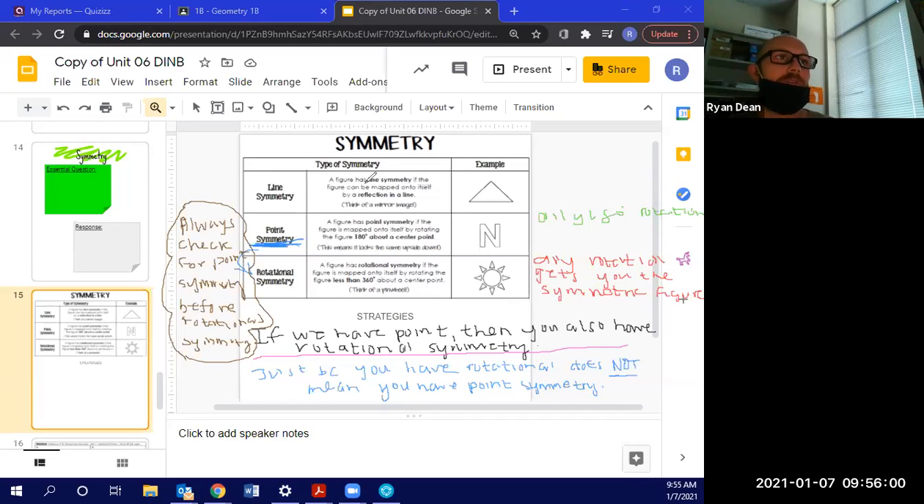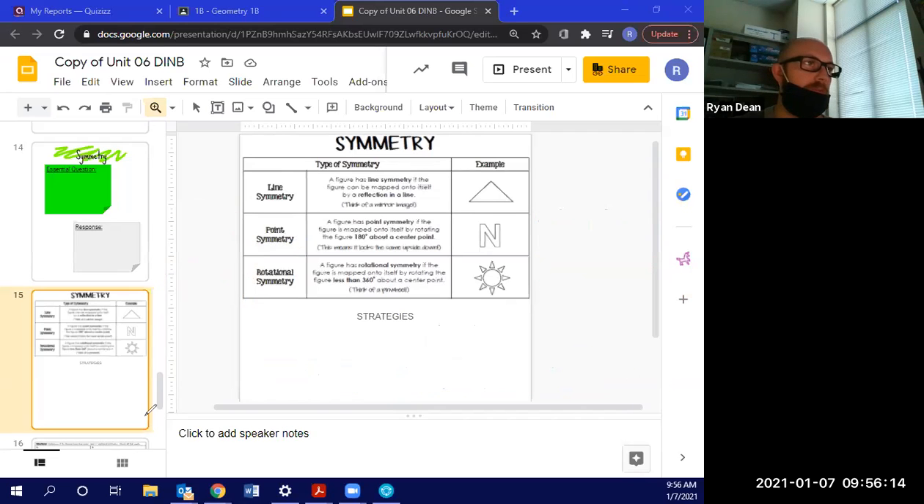And then line, of course, is the one where you can fold the paper onto itself, and you could fold the paper in half and you would get the exact same shape on the other side. So that takes care of the notes for symmetry.